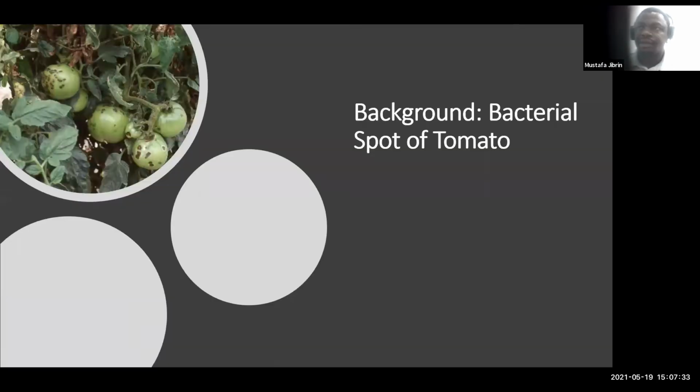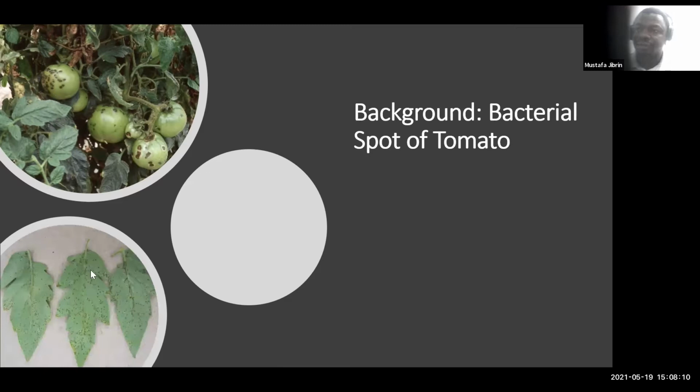And production have several constraints. It could be from inputs and also from disease and insect pests. I'm going to talk mostly on a pathogen, a disease of tomato, which is bacterial spot of tomato. And on the fruits, it appears like this. You have dark brown lesions, spots on the fruits, which kind of coalesce to form large dark lesions.